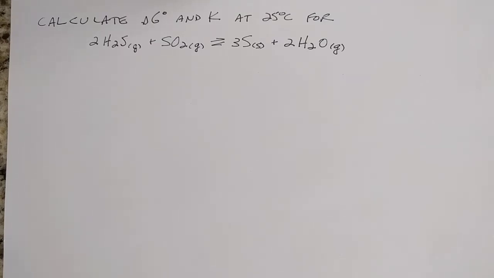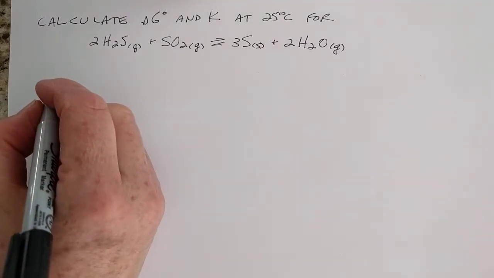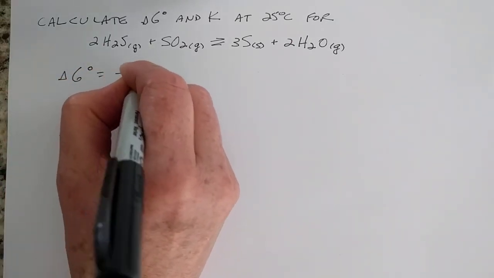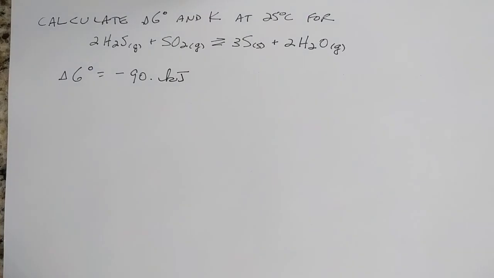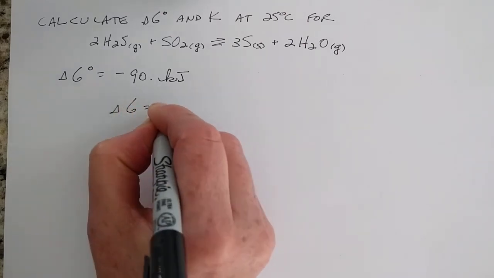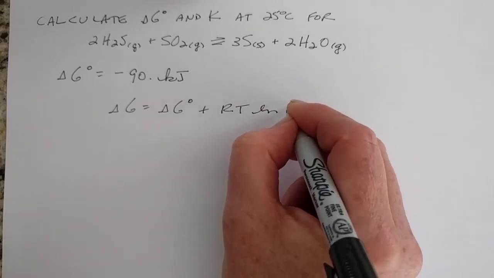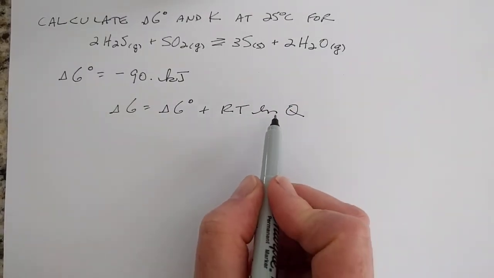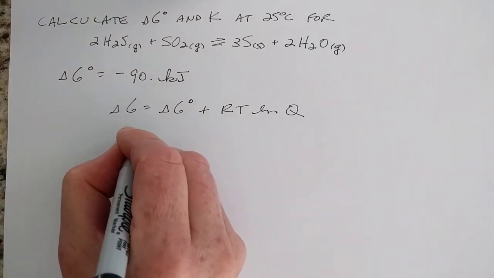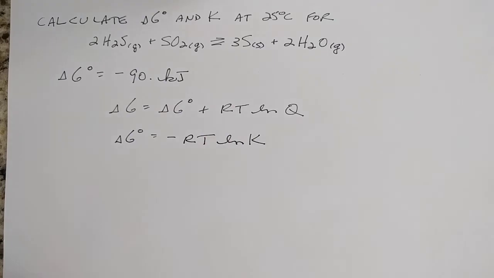Calculate the delta G0 and K at 25 degrees C. All right, so this is the same reaction. So we already calculated our delta G0 for that. So delta G0 equals negative 90 kilojoules per mole of reaction. And we want to calculate K. Well, we have our delta G is the delta G0 plus RT, the ln of Q. And we know when we're at equilibrium, this is K, this is 0. So we get delta G0 equals minus RT, the ln of K.